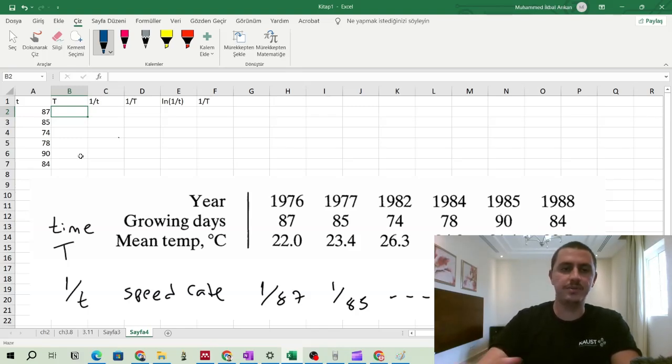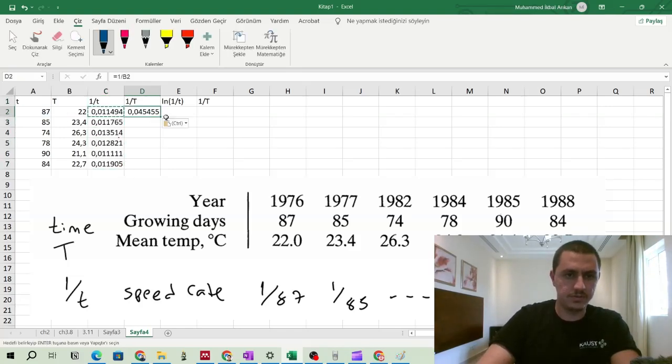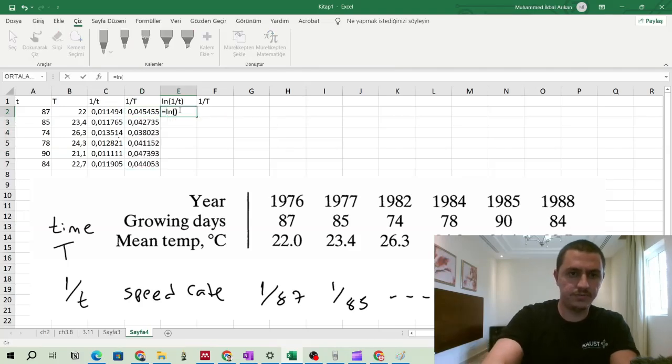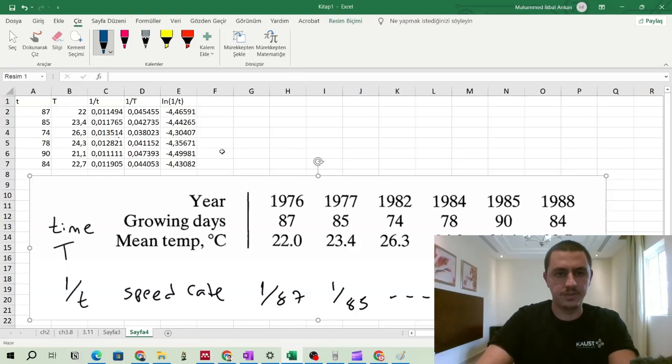We create an analogy between two fields in order to understand the reaction rate more. So here the temperatures, we will use the mean temperatures. And here you have 1 over this value. You can also copy to here. When you copy paste, that will give you 1 over temperature. And you take ln of the 1 over t column, which is this one. Oh, we already calculated 1 over t.